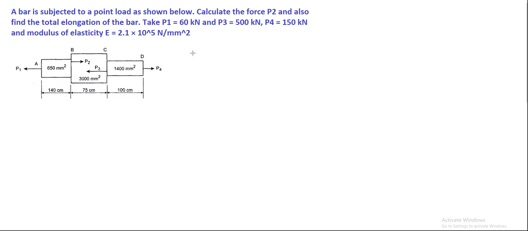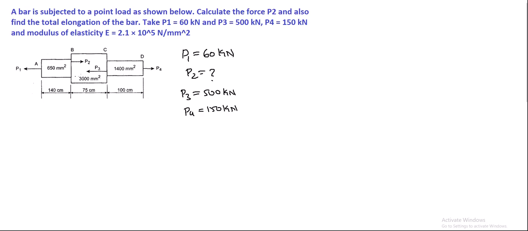P, that is P1, which is 60 kilonewton, and P2 is to be calculated, which is unknown, and P3 is 500 kilonewton, and P4 is 150 kilonewton. So out of this we need to find P2. Once we know the P2 value, we can substitute it here and calculate the total elongation of the bar.